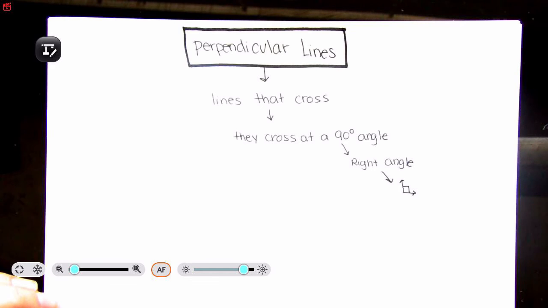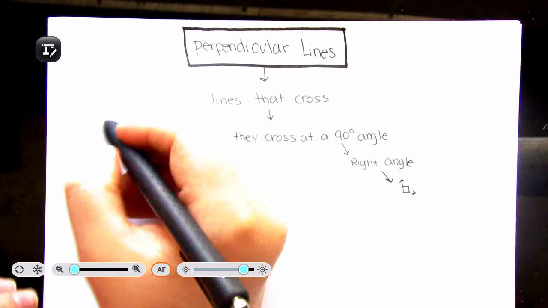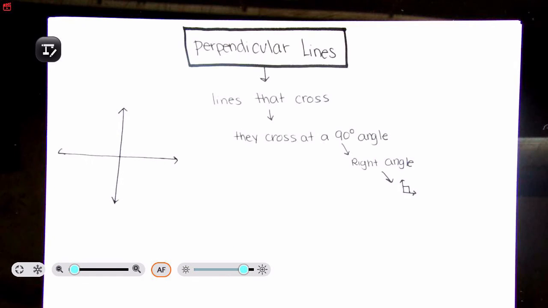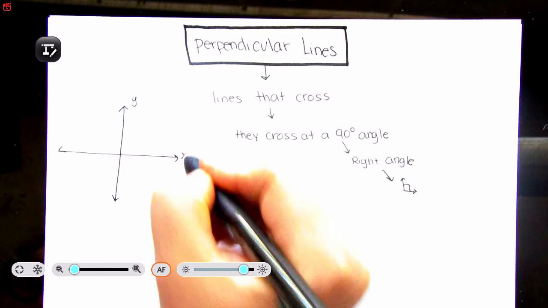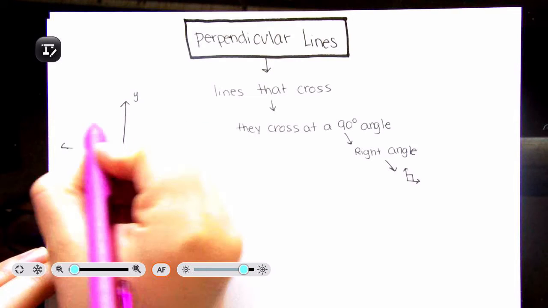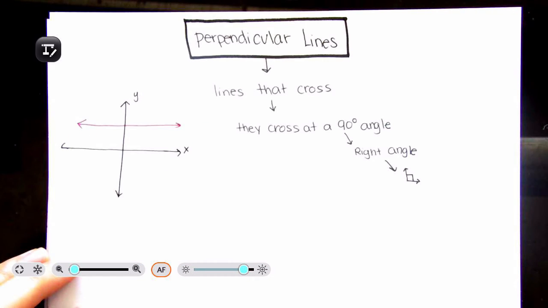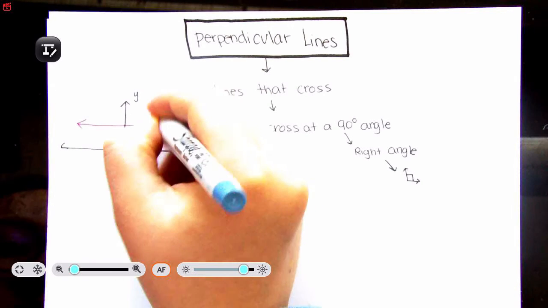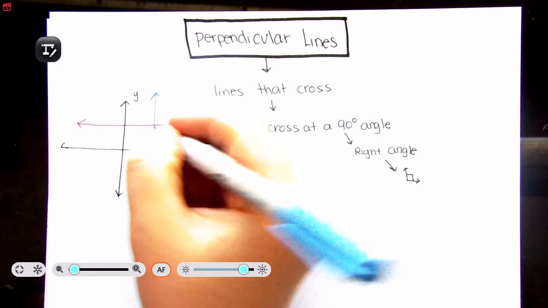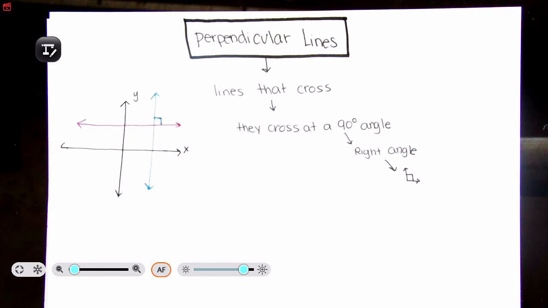How do they look? So perpendicular lines look something like this. So let's say here's your X and here's your Y, and let's say we're going to sketch a graph of perpendicular lines. So here's line 1, and here is line 2. I'm going to find a different color. So these two lines are perpendicular. How do we know they're perpendicular? Because they meet at a 90-degree angle.